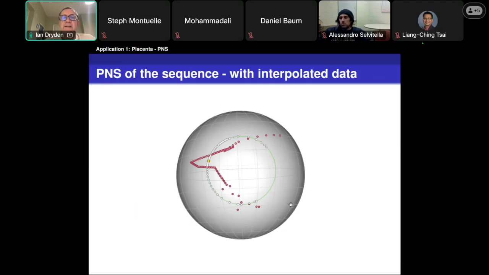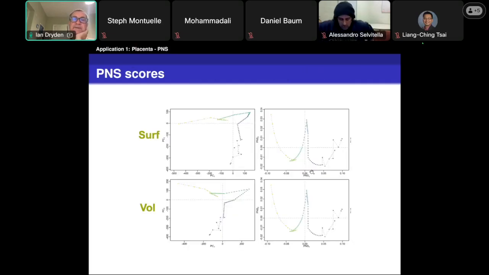So here is the data. Here's the beginning of the placenta sequence. These are the first 10, right? And then the next actual data is here, the data points here, and then we sort of interpolate in between. And so the placental movement through the sequence looks like this. So it's not like just a straight line. There's some sort of change going on throughout the sequence.